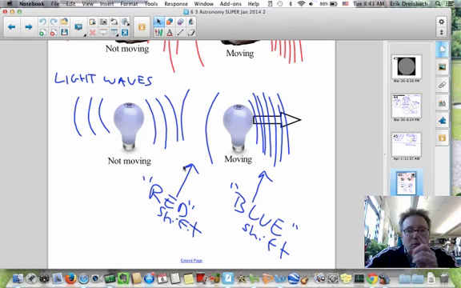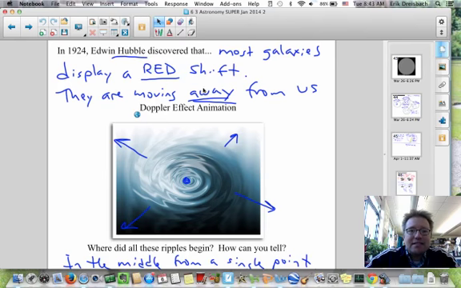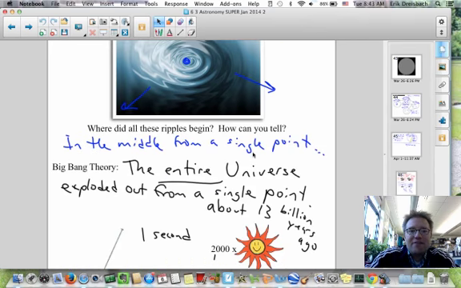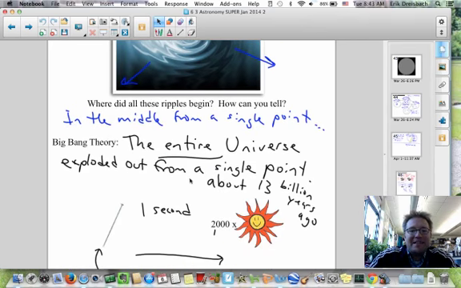Well, Edwin Hubble looked at galaxies and he noticed that almost all of them had a red shift, which means that all galaxies are moving away from us. Everything is spreading out. People started thinking, well, if everything's spreading out, let's go back in time. If everything's spreading out, where must everything have started? And that led to this big idea of the Big Bang. The Big Bang theory is that the entire universe exploded out from a single point about 13 billion years ago.